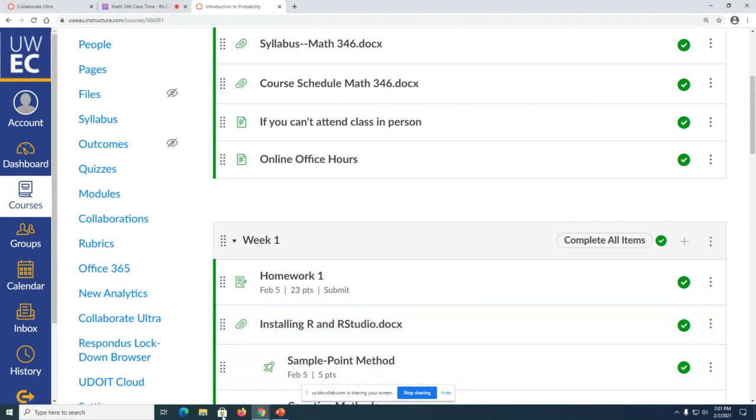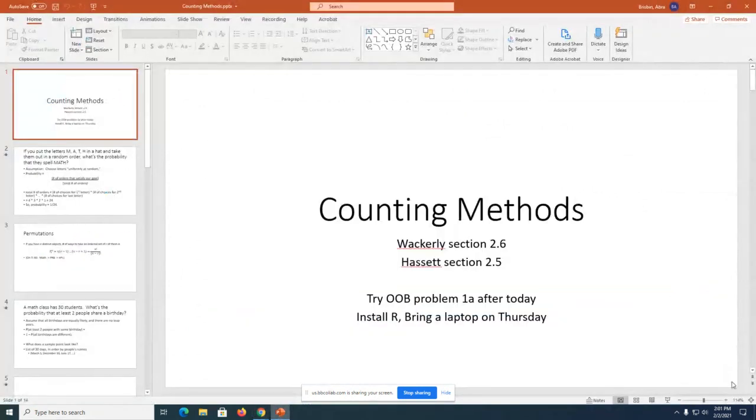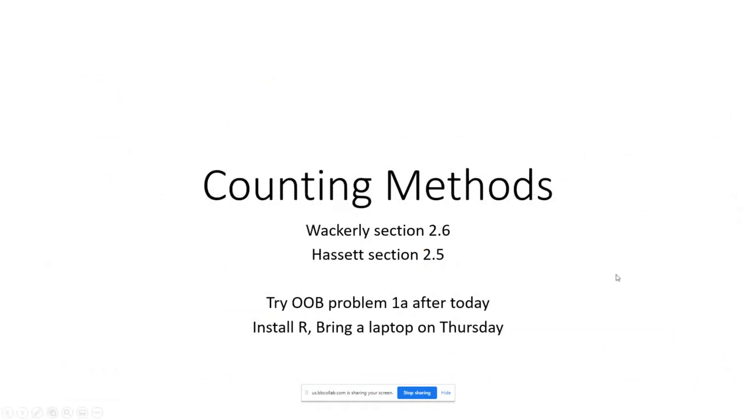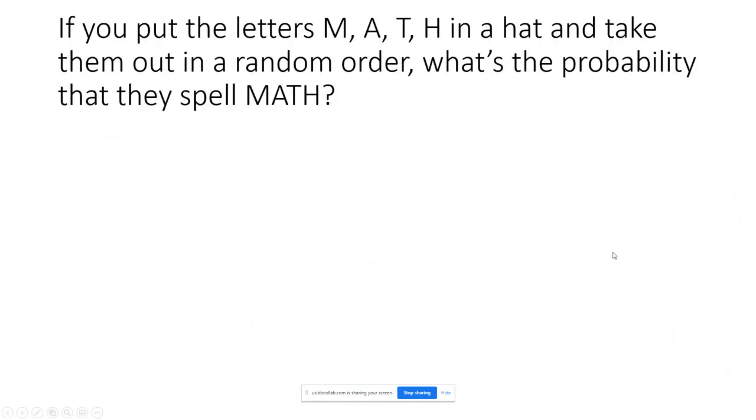All right. So let's start with a problem. If you put the letters M, A, T, and H into a hat and then take them out in a random order, what's the probability that they happen to come out in the order that spells the word math? Take a minute to make a guess about how big that probability is.